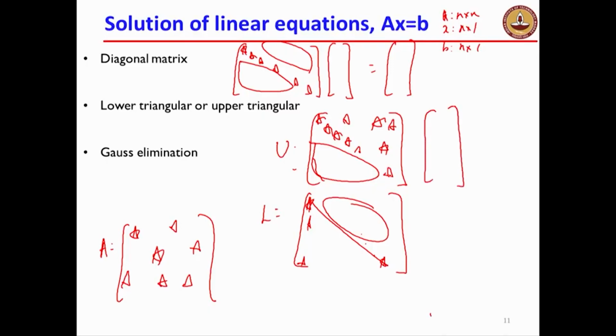Because if you take an upper triangular matrix, you look at the last equation, that has only one unknown. So you can solve for the last variable from the last equation. Then you put it in the previous equation. There are only 2 unknowns and out of them one is known. So you can solve for the other. And so on you can go, this is called backward substitution or backward sweep. So in an upper triangular matrix you can solve for all the variables without too much effort.